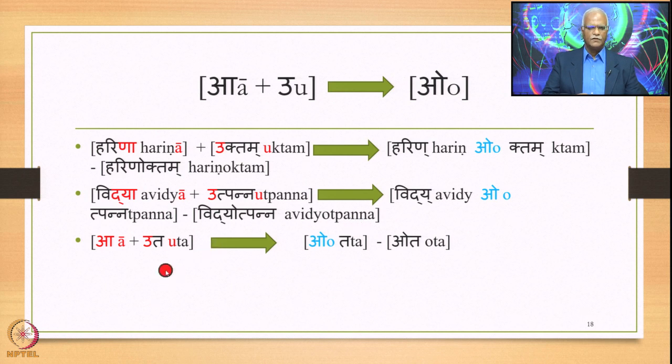Then we have another example of the compounded word, A plus Uta. Uta is derived from the verbal root ve. So we have A plus Uta, and A is followed by short U, and in place of both of them we get O as the substitute, one substitute. So we get the form Ota. Ota Prota. So Ota is derived in this particular manner.